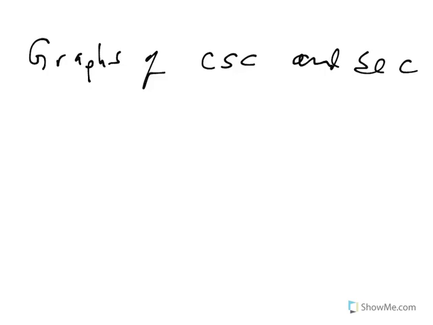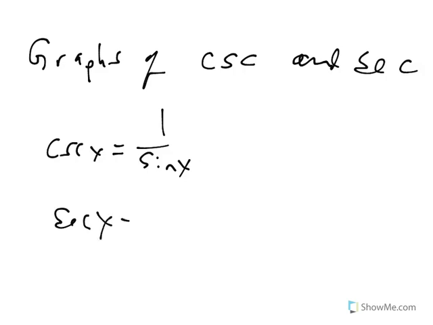We've seen the graphs of sine and cosine. I want to show you how we can use those to generate the graphs for cosecant and secant. Now, since cosecant x is 1 over sine x, and secant x is 1 over cosine x, it's going to be useful to just look in general at what happens when you take the graph of the reciprocal of an equation whose graph you already know.